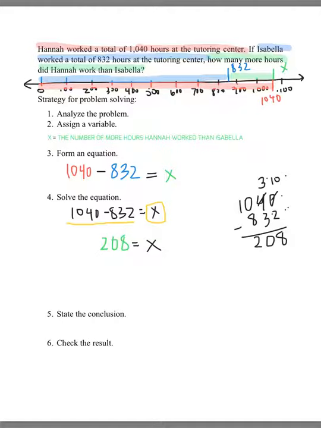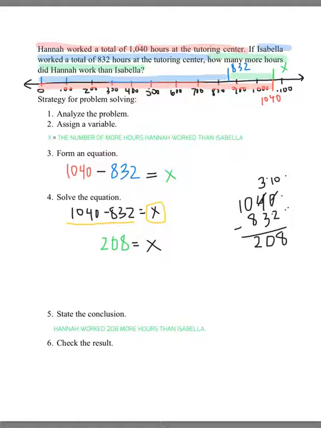And now just keep in mind what x actually represents. X represents the number of more hours Hannah worked than Isabella. So now let's go ahead and state our conclusion clearly. Therefore, we want to answer the question, how many more hours did Hannah work than Isabella? And thus, Hannah worked 208 more hours than Isabella. And there we go. So our conclusion is now stated clearly as Hannah worked 208 more hours than Isabella.